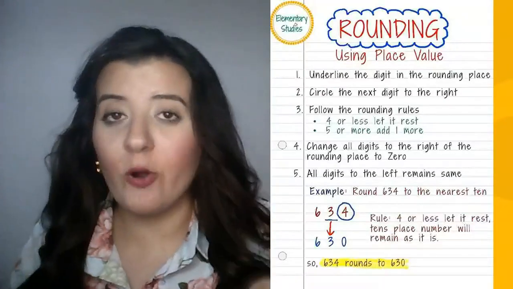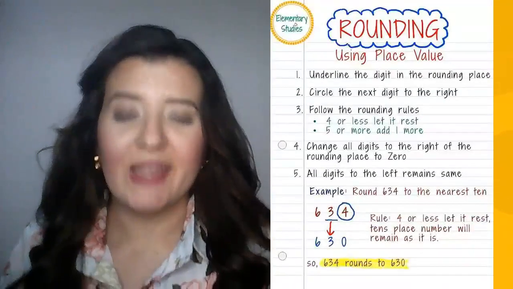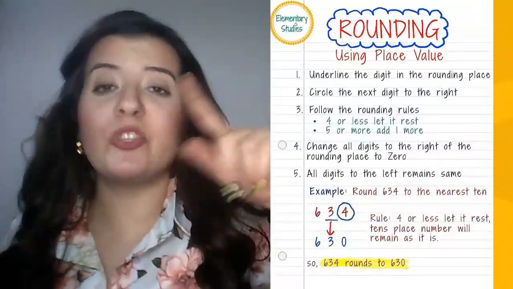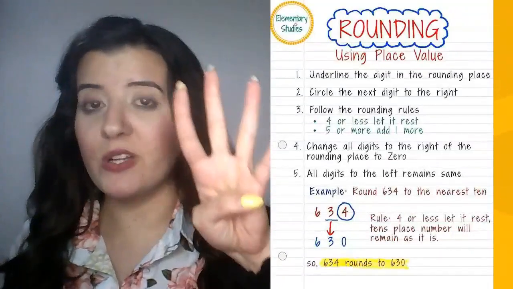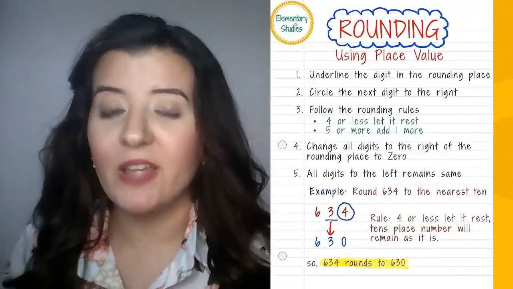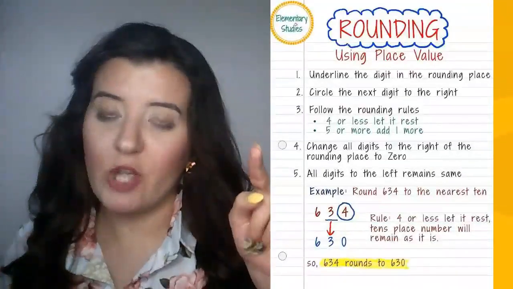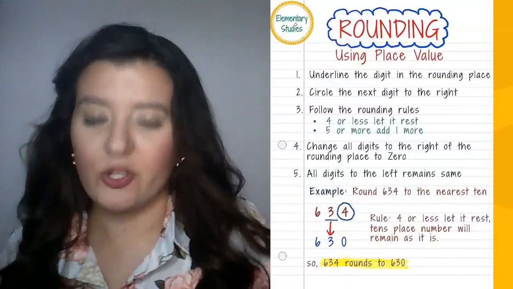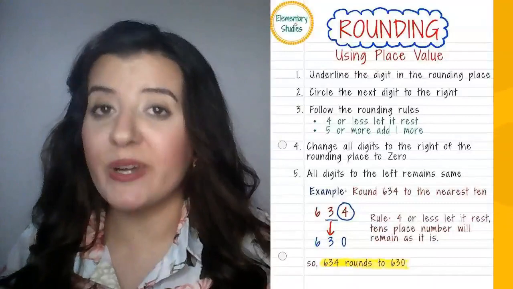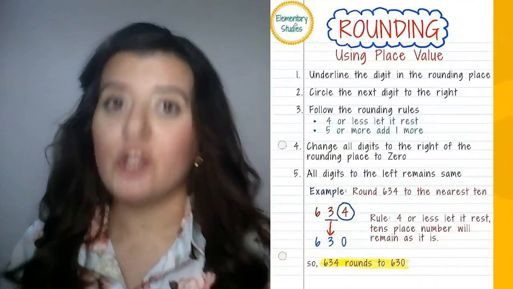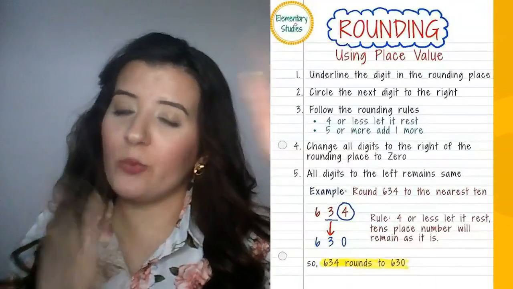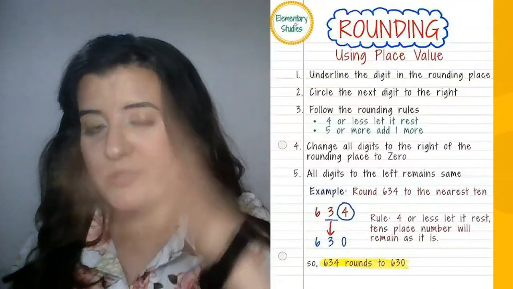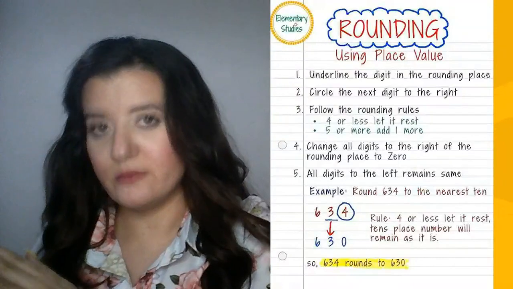Now, however, if that four was, for example, a six, he'd say, "I'm six. Let's go to the next 10." So we'll change that three to a four, so it'll be 640. And we'll add a zero at the end. For as many place values as there are, if there's anything after, we'll just keep adding zeros. So it will be 640. If it's five or more, we're going to go to the closest 10. If it's four or less, we're going to go back down.